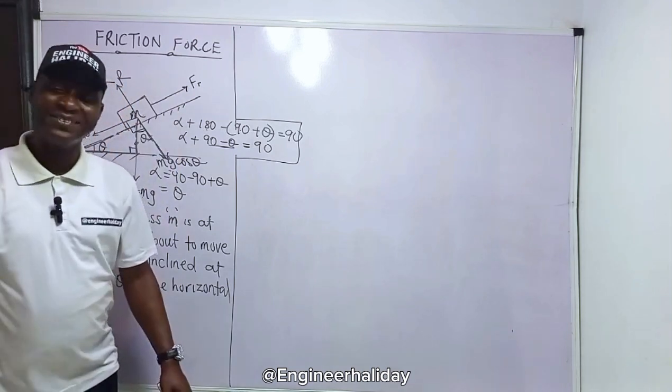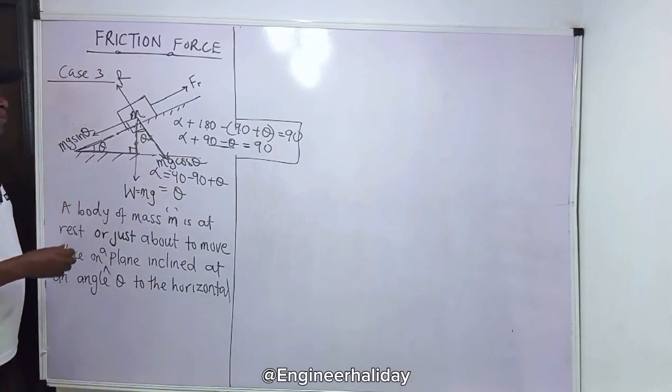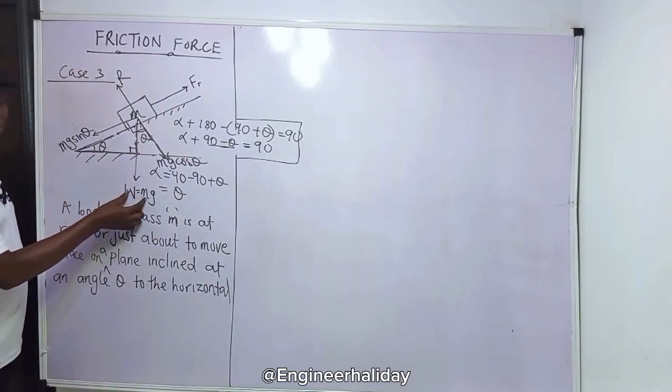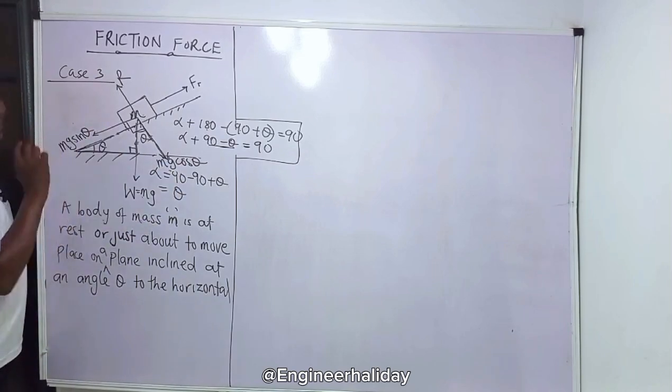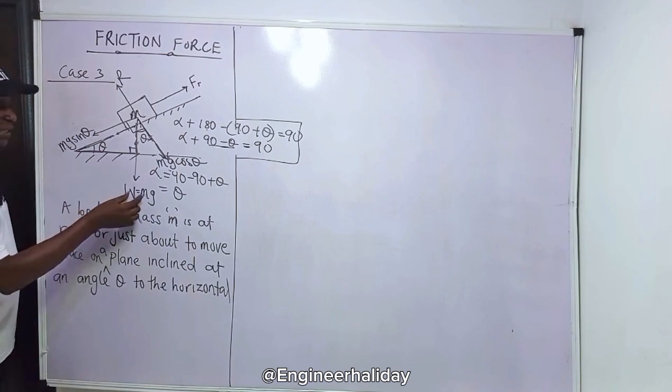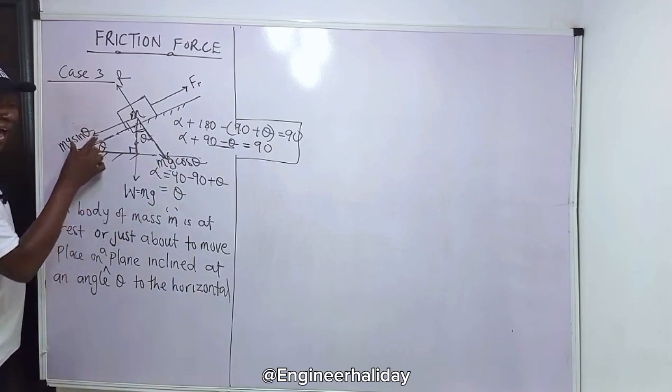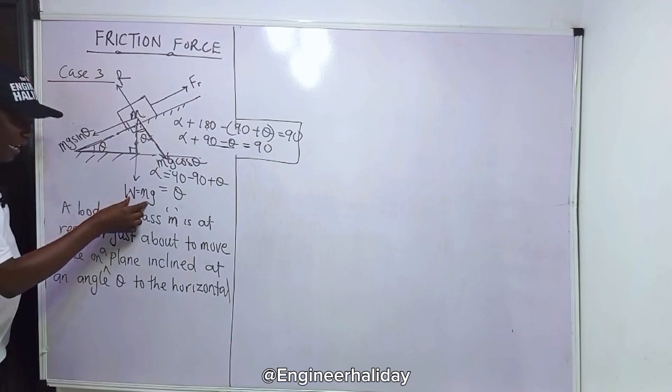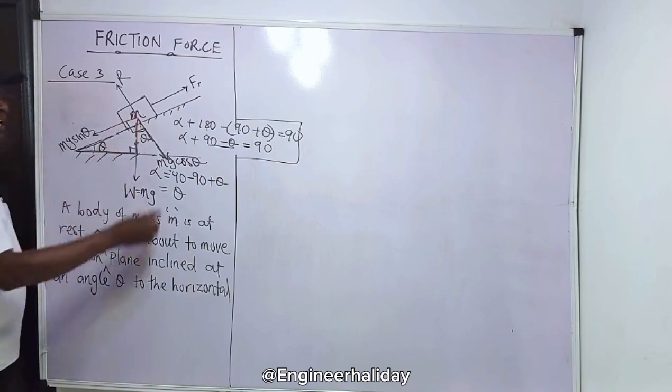That is a blunder, my dear. You cannot do that. It's a big blunder. You know why? Because if I remove this weight now, these two will disappear. We will not see them. So this and this are the resolution due to the weight of the body of mass m.